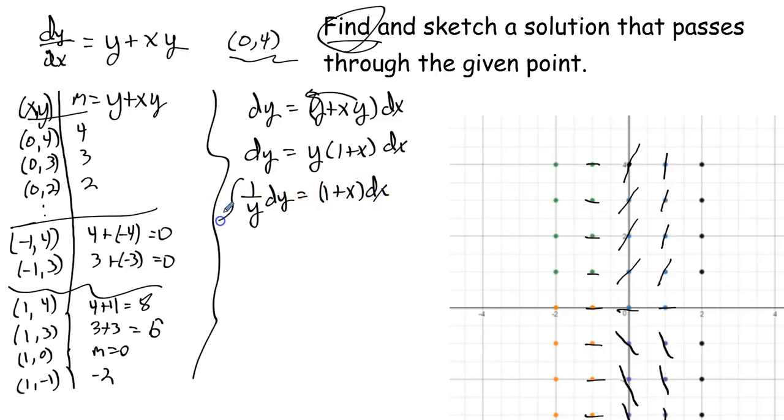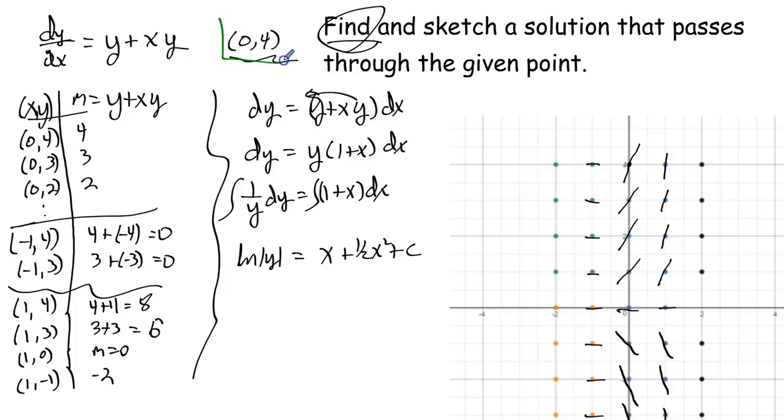And now I'm ready to integrate both sides. 1 over y, that's natural log of absolute y. And then x plus 1/2 x squared plus c. Reminder, you can put the c on either side. I would like to keep it on one side and then stay consistent with this.